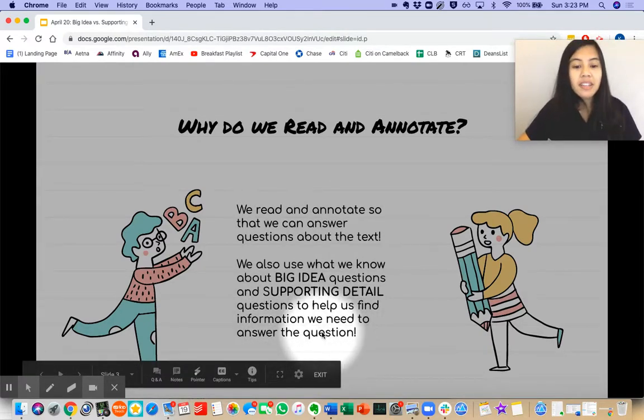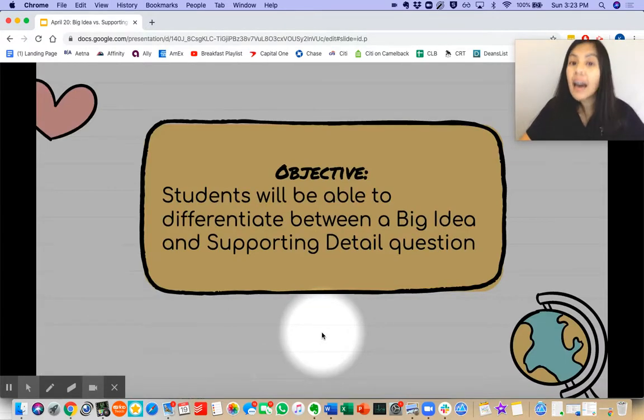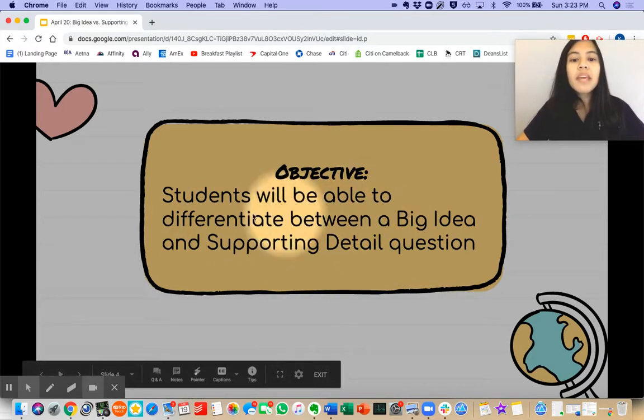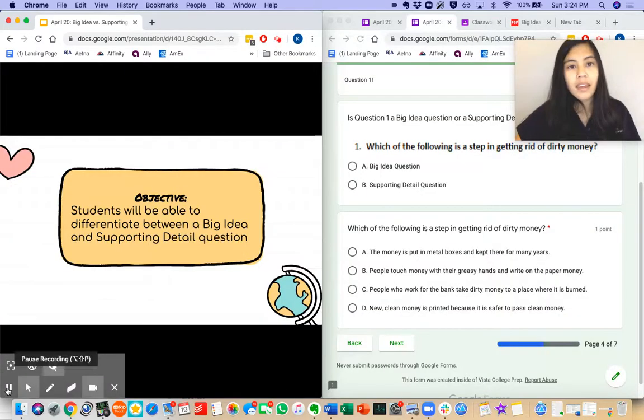So, scholars, today our main focus, after we've read and found our main idea, which we did, is that we will be able to differentiate, or tell the difference, between a big idea and supporting detail question. Scholars, we have a resource in our classrooms that can help us remember what the difference is between a big idea question and a supporting detail question.